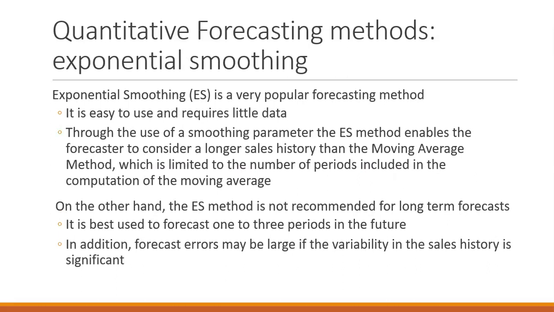Then we have exponential smoothing as a forecasting method. This is an easy method to use and requires little data. We are able to consider a longer sales history than the moving average because we use a smoothing parameter to take care of some of that estimation error that we're going to be talking about.